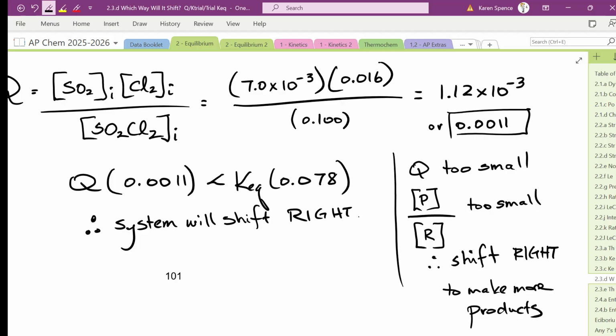How are we liking KEQ so far? Is good? Not too hard? Yeah. What's that?